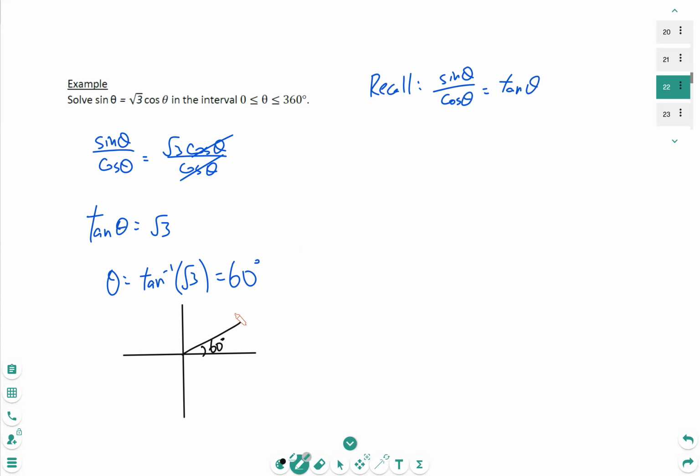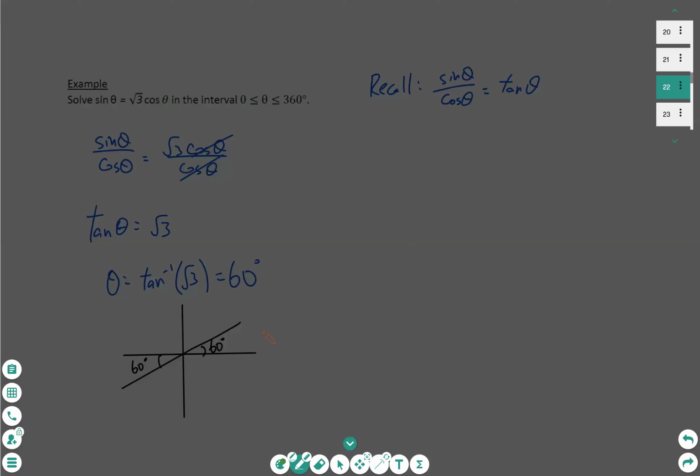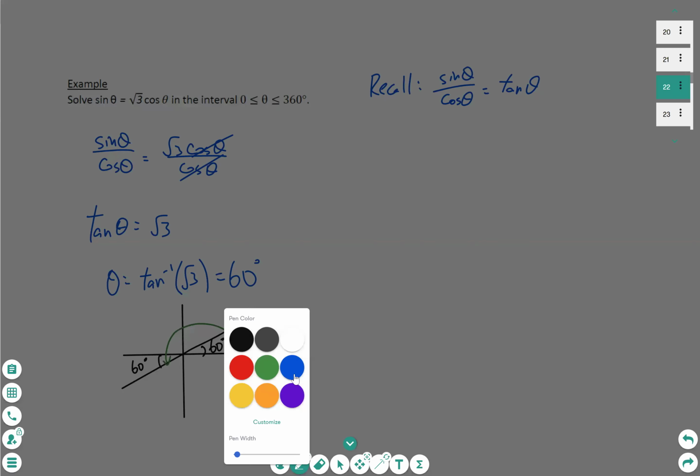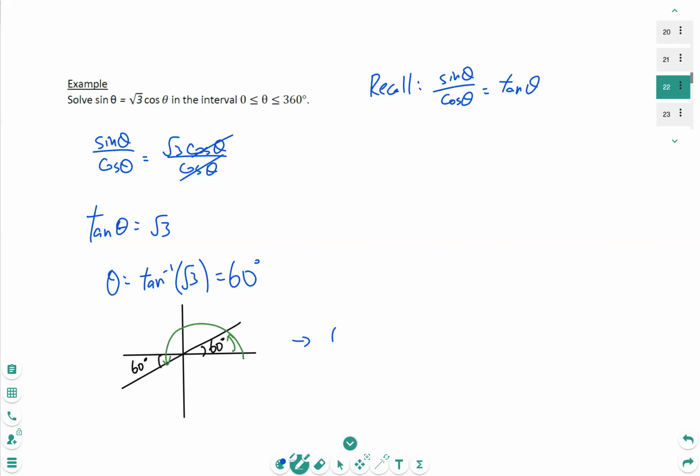Right, that's right, 60 in here. For tan to be positive, we should reflect in the tan quadrant as well, 60 degrees. So that's 60 and that's 240, because that's 180 plus 60, 240. So theta equals 60 degrees or 240 degrees.